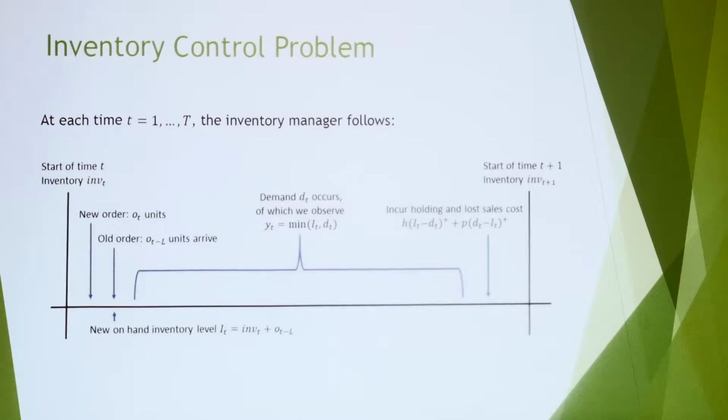There's the cost of carrying over inventory from this time period to the next. That's the holding cost. And then there's the lost sales cost, which is if a customer arrived and you were out of stock, they'll leave without buying your product, and that's a profit that you missed out on. So this is what happens in one time period, and you just continue. The inventory manager does this for every single time period up to a time horizon, capital T.